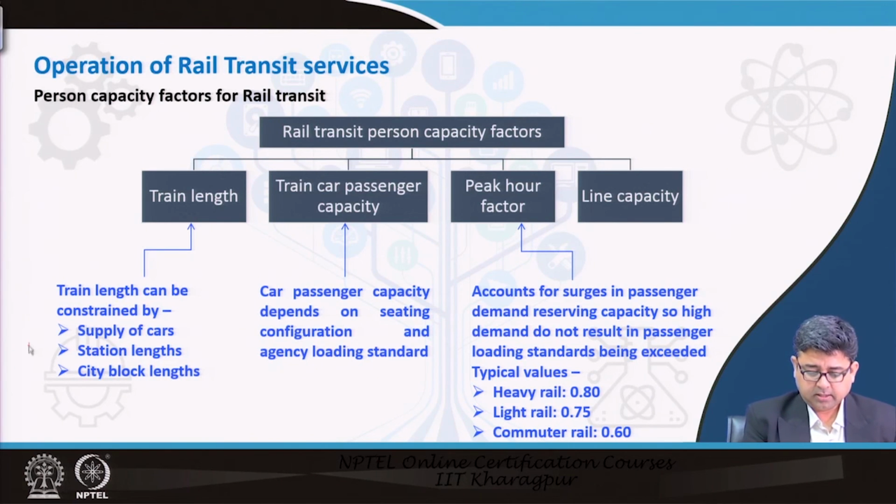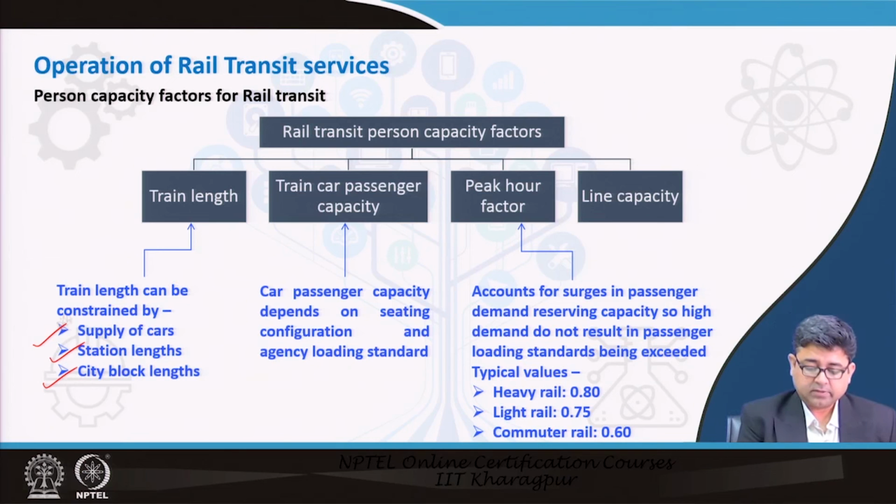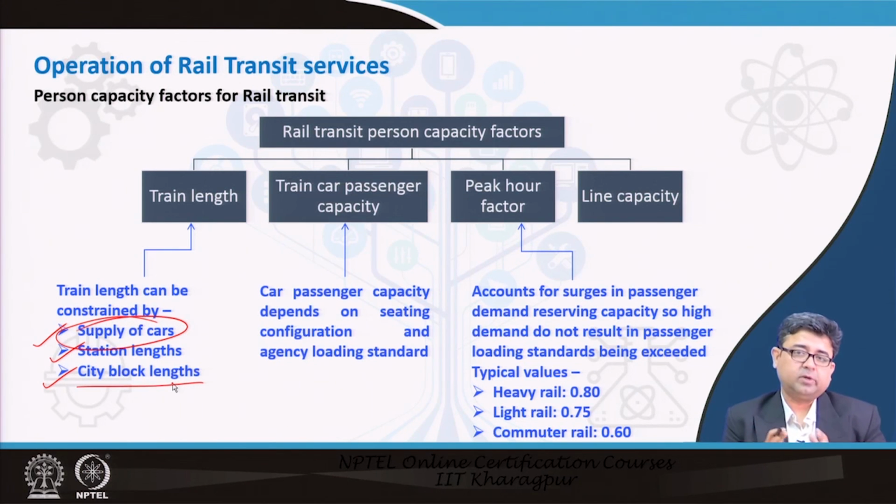Right, train length, we understand; supply of cars, station lengths, city block lengths. The supply of cars will depend upon how big your city blocks are. If your city blocks are too close to each other, then passengers may get on and off very frequently, and you may not need too many cars in your metro rail. Whereas if your city blocks are longer, then people may not get on and off, and you may need more and more cars or more and more seating capacity in your train.